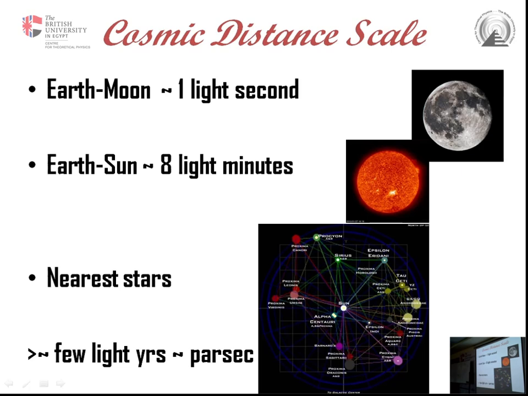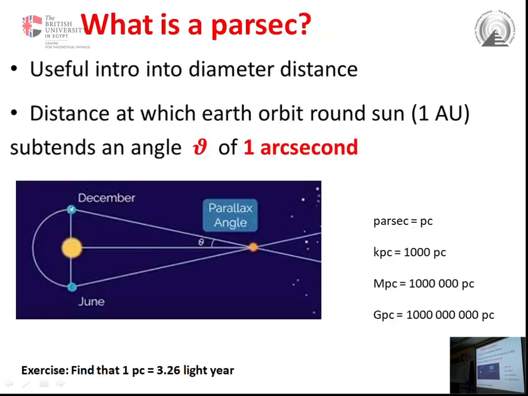There are too many. There are too many galaxies. There are more galaxies than people who ever lived. And each galaxy will have like millions to hundreds of billions of stars and so on. Now, but we don't use light years in astronomy. We use something called a parsec.